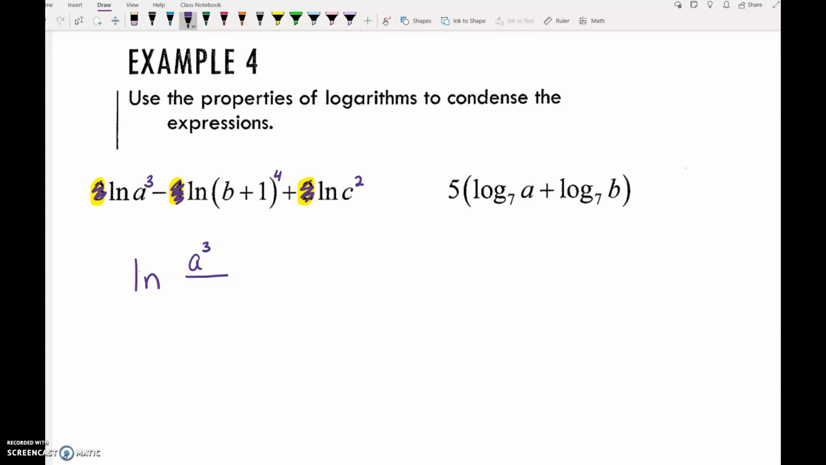B plus 1 to the 4th, that logarithm is negative, so b plus 1 to the 4th is going to be on the bottom. Now, many of you would assume that this c squared would also be on the bottom because plus comes from multiplication. But if it was going to be on the bottom, there would need to be parentheses around this to say that the minus applied to both of these things. So then these things would be multiplied together on the bottom. But the parentheses did not exist. So that c squared is actually also on the top. And that would be our final answer.